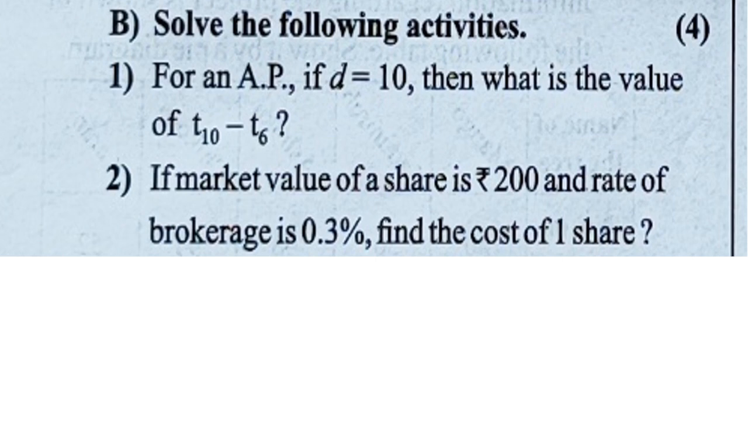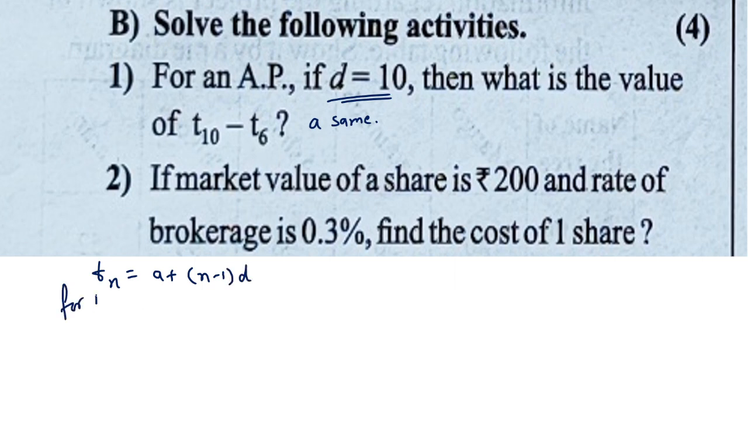Now there are a few problems of 1 mark. For an arithmetic progression, if d is equal to 10, that is common difference d is equal to 10, then what is the value of t10 minus t6? For all those terms a is the same, then we know the formula tn is equal to a plus n minus 1 d.